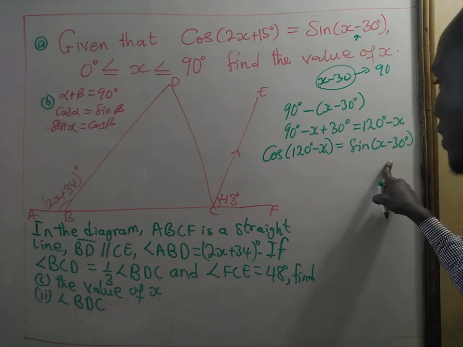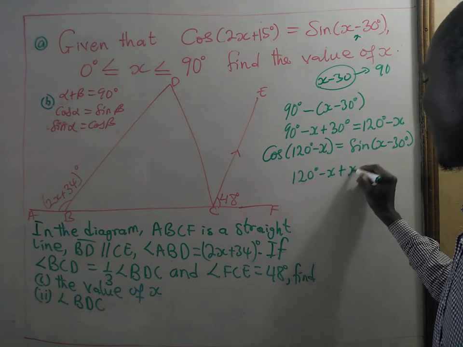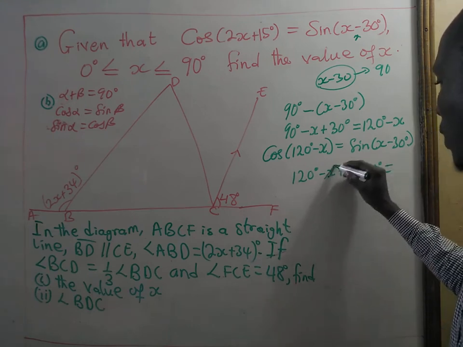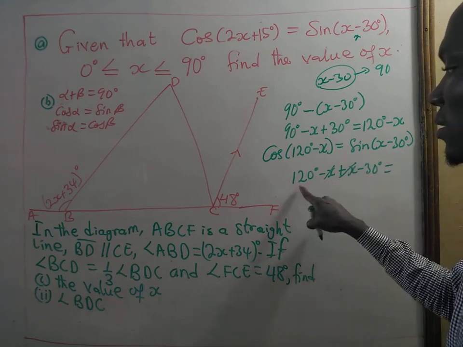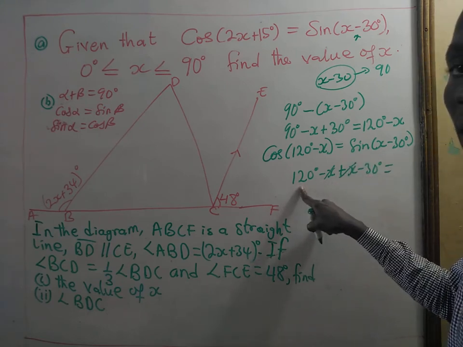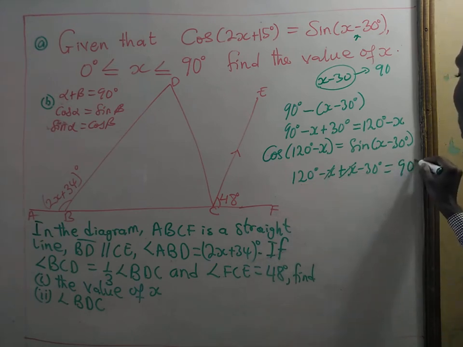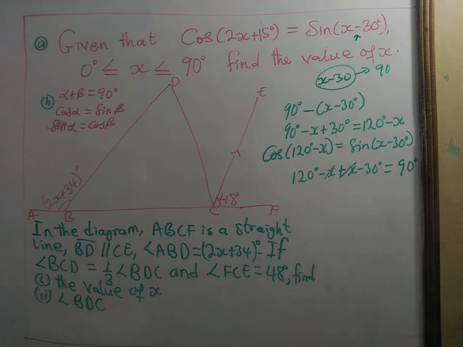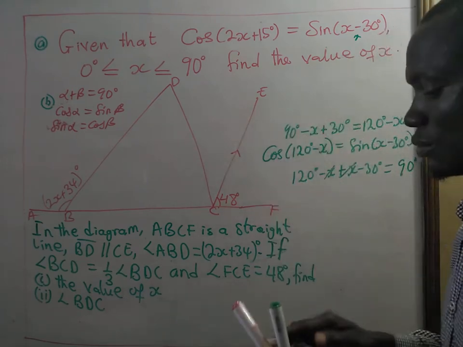Why? Because 120 degrees minus x plus x minus 30 degrees will give us what? Minus x plus x, 0. If you subtract 30 from 120 degrees, you get 90 degrees. That is, 120 degrees minus 30 is 90 degrees. That is very simple. So, our solution now becomes simple.